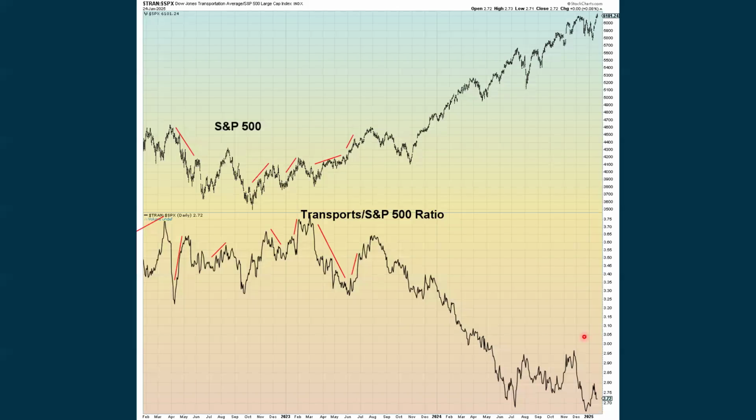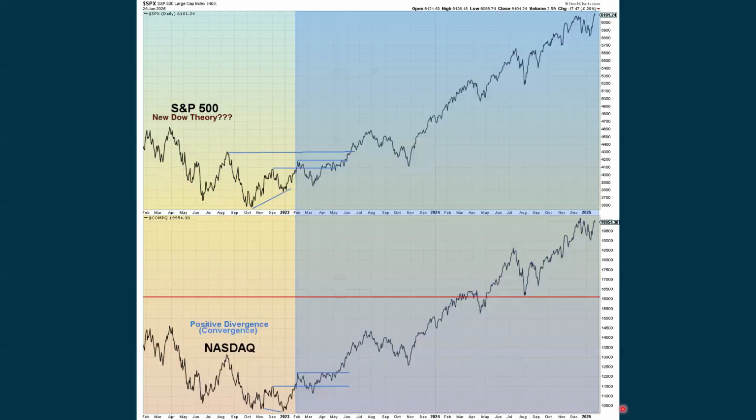And we look at a ratio between the transports and the S&P. Overall, we've been seeing a decline here. And then we look at a new take on Dow theory. Instead of using the Dow, we use the S&P, which set an all-time high on Thursday on a closing basis. And then instead of using the transports, we use the NASDAQ. That has not set an all-time high. So for the time being, this is a non-confirmation.